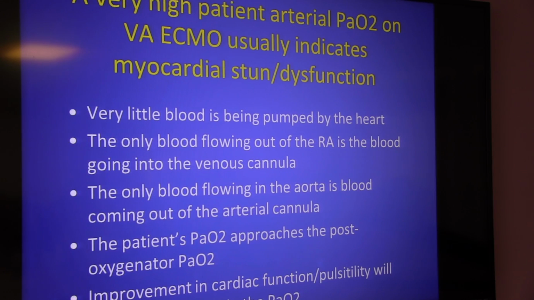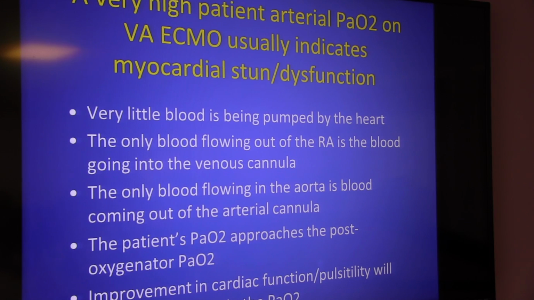And then, what about if your patient's arterial PaO2 is really high? Generally, late in the run, that can be a good thing, right? Because that's telling you that the lungs are contributing. Early in the run, if you think back to that initial X-ray where your lungs aren't contributing, if you have a really high PaO2, something else is wrong. And almost always, in the first 24 hours or so, it indicates myocardial stun or dysfunction.